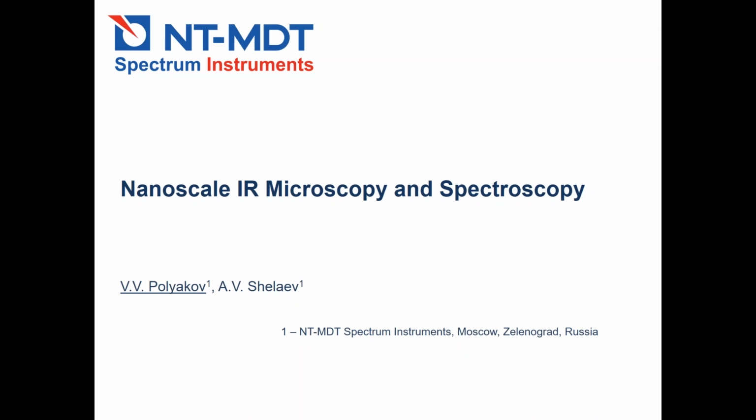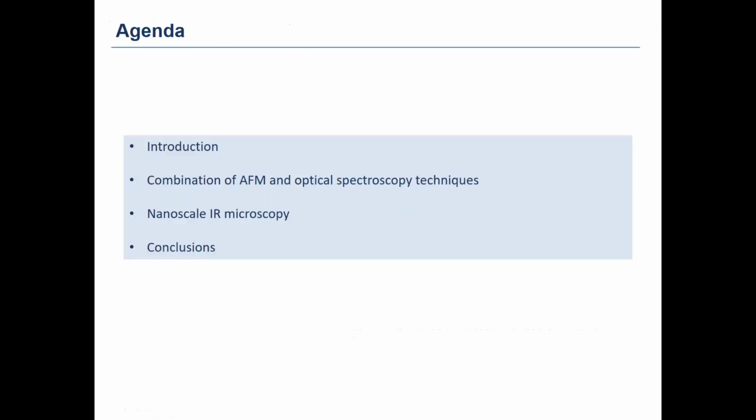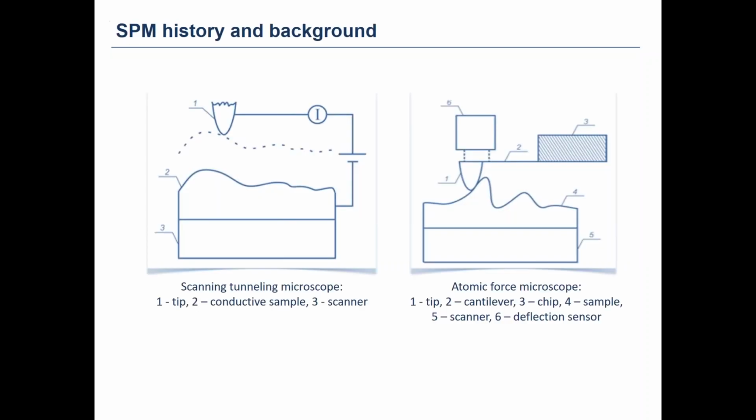And our topic is the nanoscale infrared microscopy and spectroscopy. Today we will start with the brief introduction about the AFM technology in general and the possible combination of atomic force microscopy with the optical spectroscopy techniques. Then we will move to the nanoscale infrared microscopy. That is actually the main topic of our today's presentation, and we'll make some conclusions.